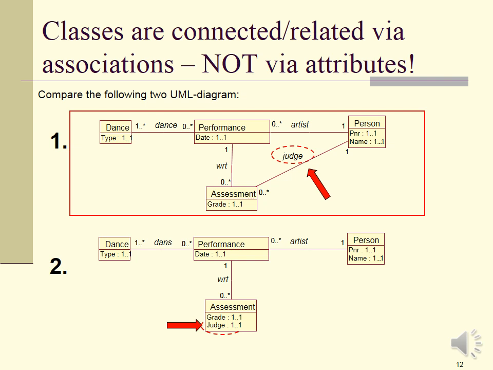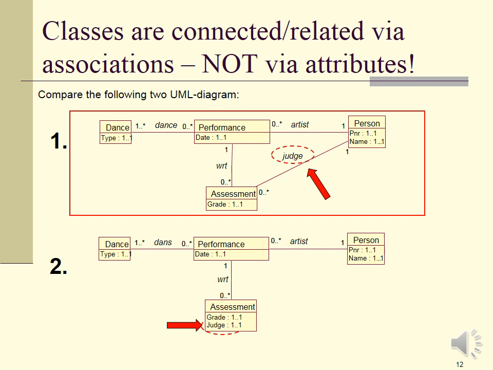Compare this schema 1 to schema 2. It does the same thing, but it does it in another and inferior way. So instead of having an association from assessment to person, we now have an attribute called judge. Does it work? Yes, it does. But it's less well done compared to the first schema.